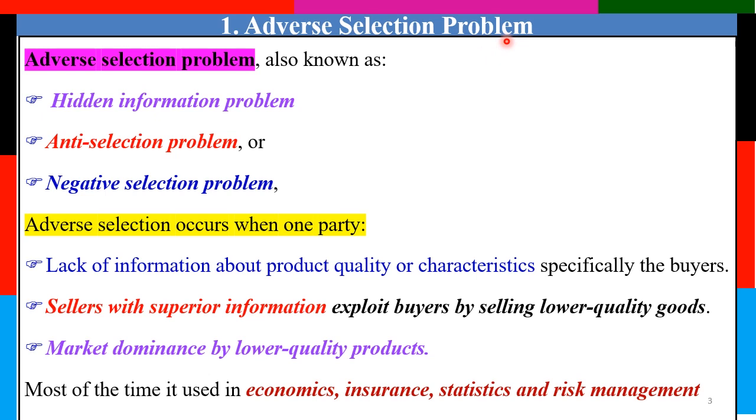Adverse selection problem. Other names for adverse selection are the hidden information problem, anti-selection problem, or negative selection problem. Adverse selection occurs when one party lacks information about the product quality or characteristics, specifically the buyer. When the buyer has no information about the quality of the product, or does not know the characteristics of that product, it causes what? Adverse selection problem.